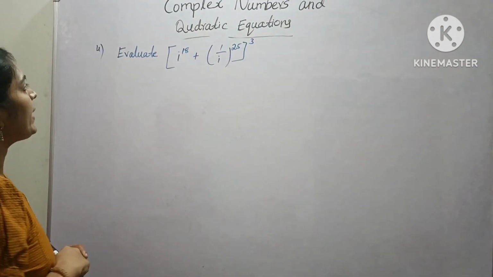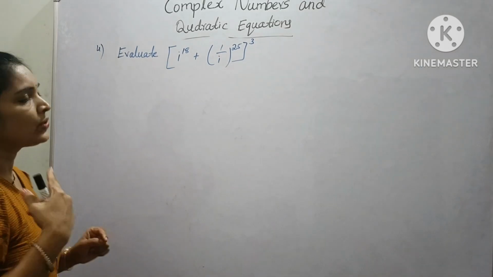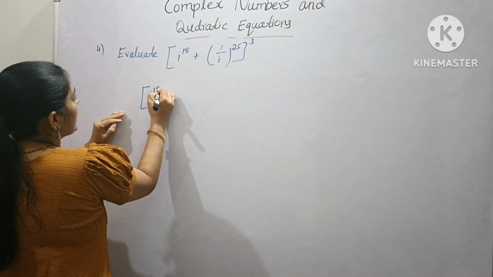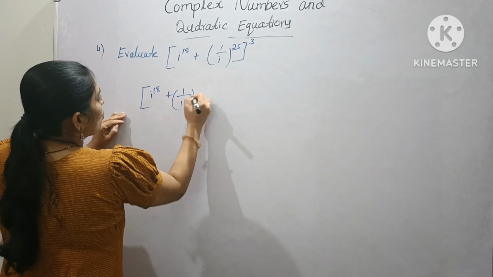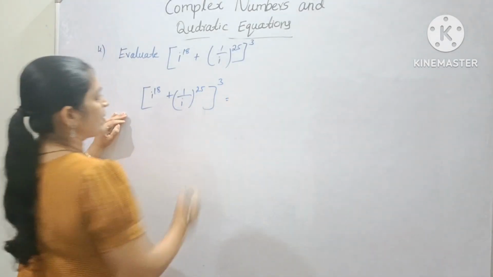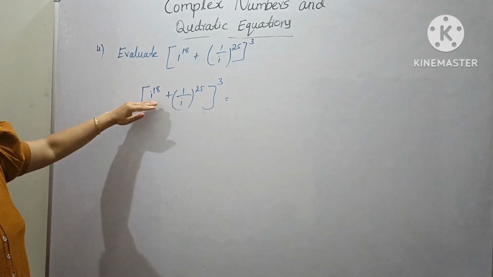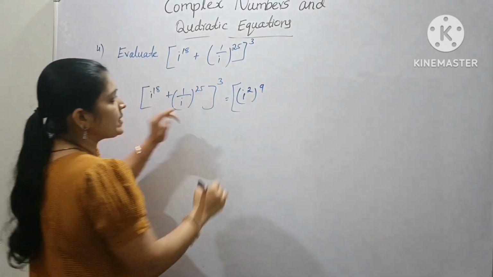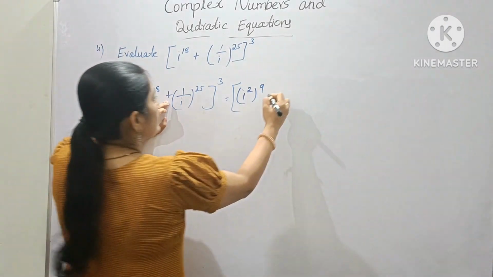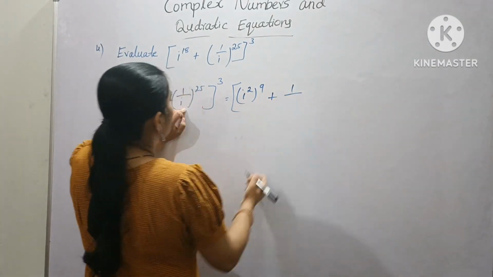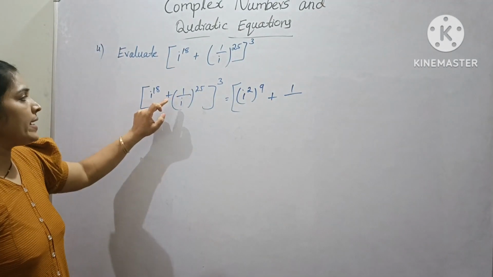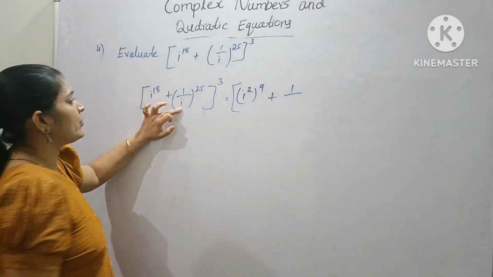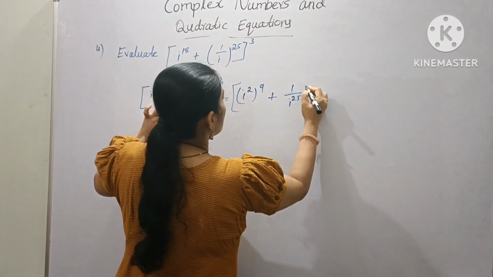Next one, evaluate (i^18 + (1/i)^25)^3. Given complex number is (i^18 + (1/i)^25) whole raised to 3. We can write the first term i^18 as (i^2)^9, isn't it? 2 9s are 18. Plus, 1 by i whole raised to 25 is 1^25 divided by i^25. 1^25 is 1 itself, divided by i^25, whole cube.